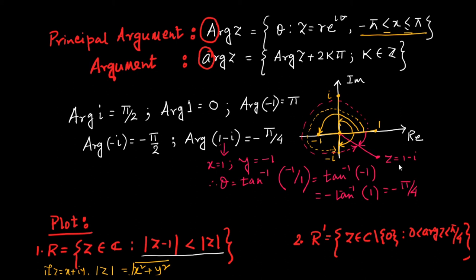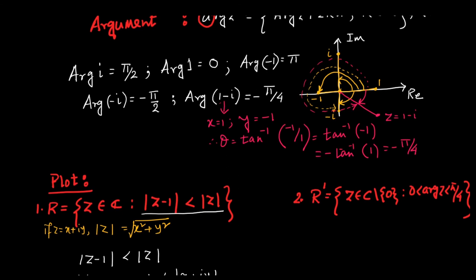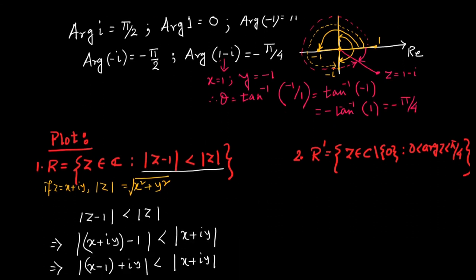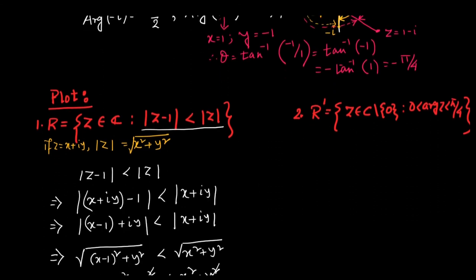Oh, I missed one thing, which is obvious. I should write here, Z should not be equal to 0, because then it makes no sense if you put Z equals to 0. This plus 2k pi makes no sense at all. So this is Z not equals to 0. Fine. So the argument of Z, the definition is this. Let us try to find out, and this is how we can plot a complex number or a region based on argument.